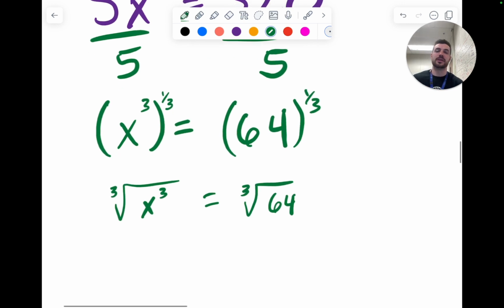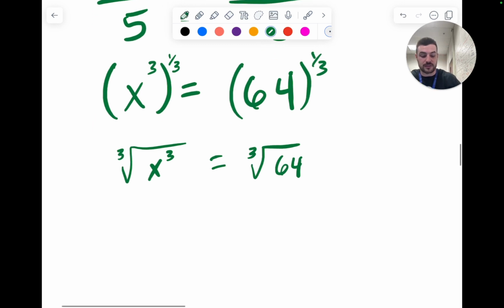And for me, it's a little bit easier to think about than 64 to the 1/3 power. The cube root of 64 is saying, hey, what value to the third power is 64? And my answer here is 4. So I know that x is going to be equal to 4.